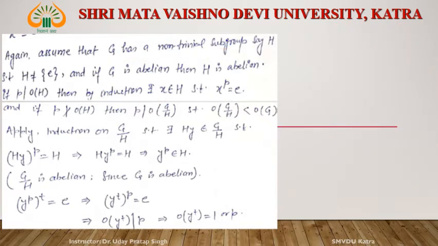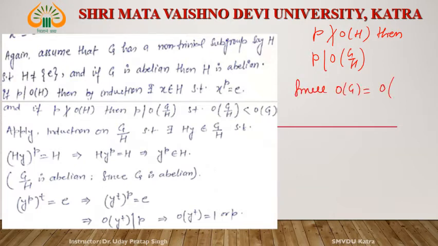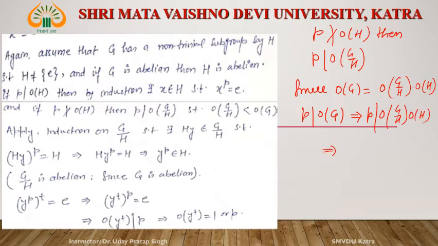Right? If p does not divide the order of H, then p divides the order of G/H. Why? Since the order of G is equal to the order of G/H times the order of H, and p divides the order of G, therefore p divides the order of G/H times the order of H. Since p does not divide the order of H, then p must divide the order of G/H.